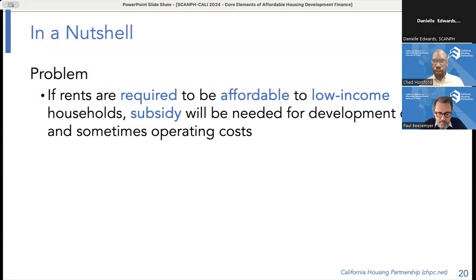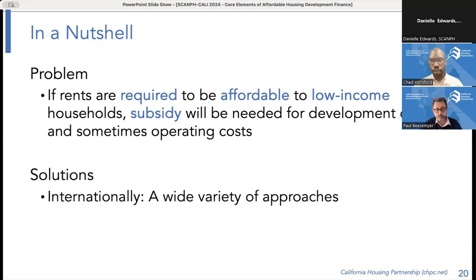Here's the basic problem, and I think this is a great little encapsulation. If the rents are required to be affordable to low-income households, subsidy is going to be needed to cover development costs, subsidy of some sort from somebody. And sometimes, if the income targeting is low enough, sometimes even operating costs.